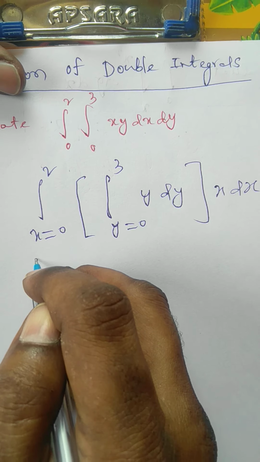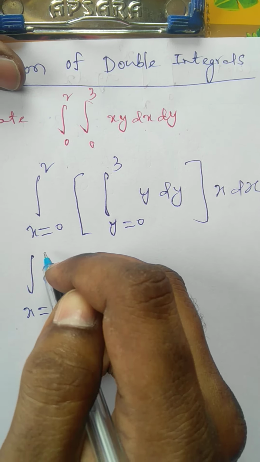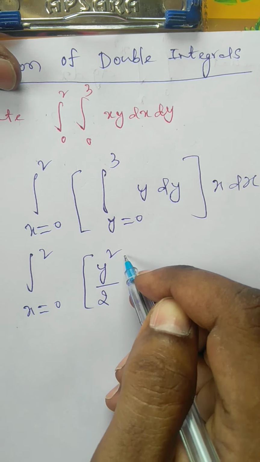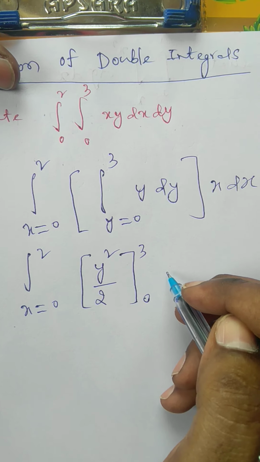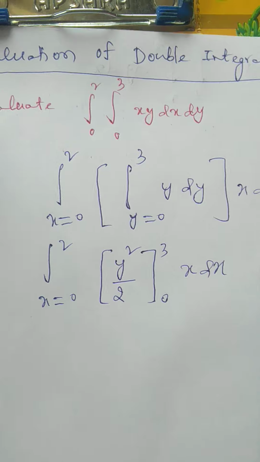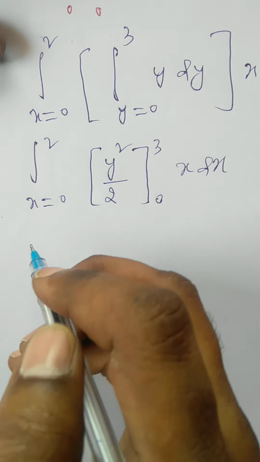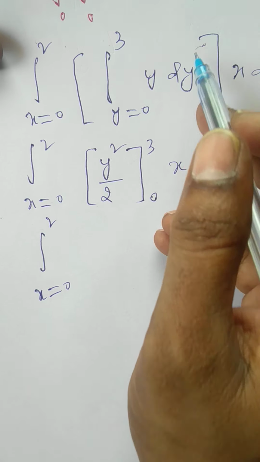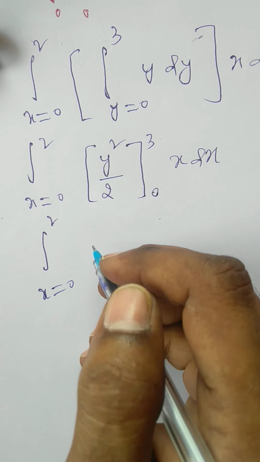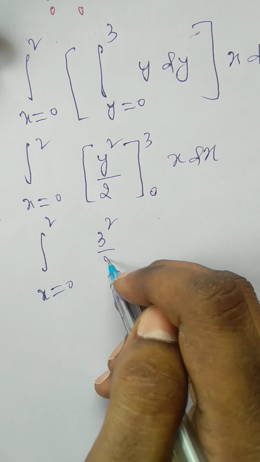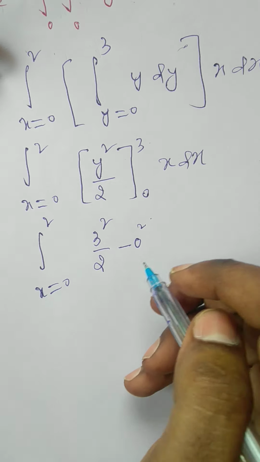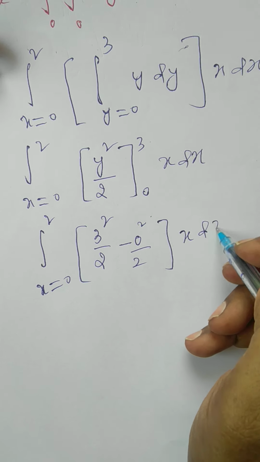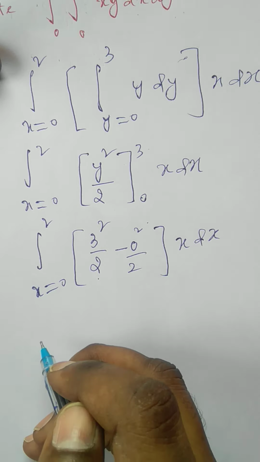So now this is integral x equals 0 to 2. Integration of y is what? y square by 2. What are the limits here? The limits are 0 to 3, into x dx. Okay. Now we know how to substitute the limits. Here we have integral x equals 0 to 2. In place of y, we replace the upper limit as well as the lower limit. Upper limit is what? 3. 3 square by 2 minus lower limit 0, 0 square by 2, into x dx, right? 3 square is what? 9. 9 by 2 minus 0, that is 9 by 2.